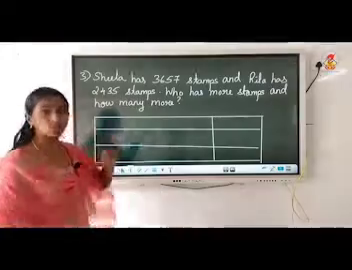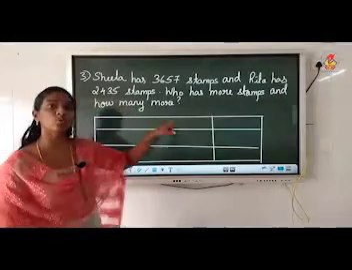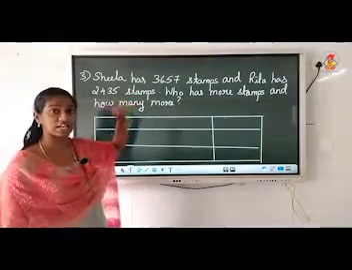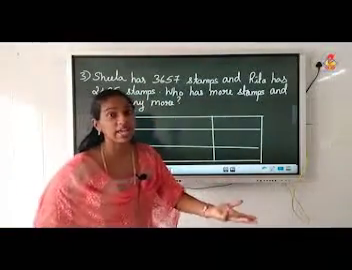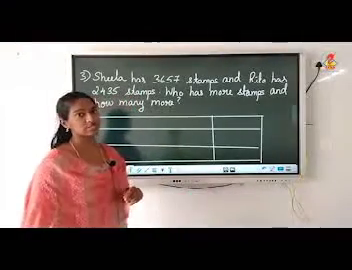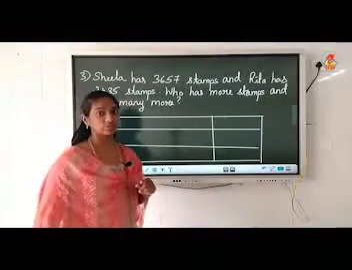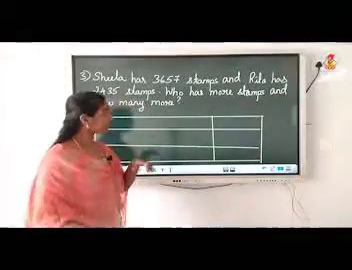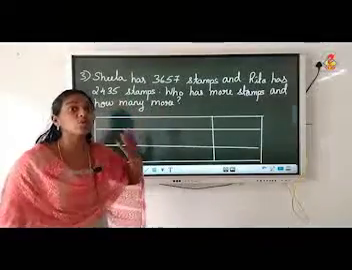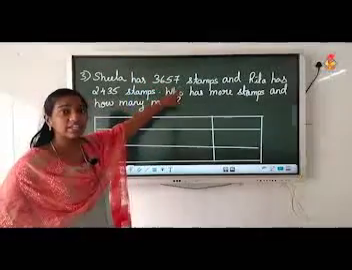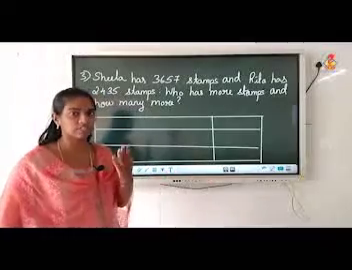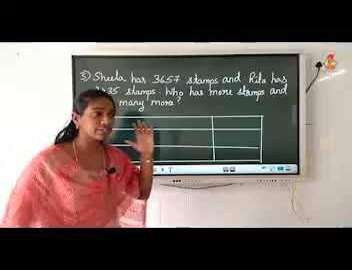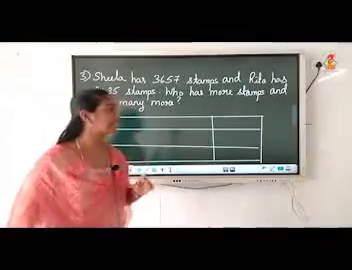Then, there is one more question in this. How many more? How many more she is having than Rita? Sheila is having how many more stamps than Rita? That is the question. So, how to find out? There is a difference between them, isn't it? So, you have to minus, isn't it children? How many more stamps is Sheila having than Rita? That is the question. Okay children? So, what do you have to do? Come on children, what do you have to do? You have to minus. Very good.